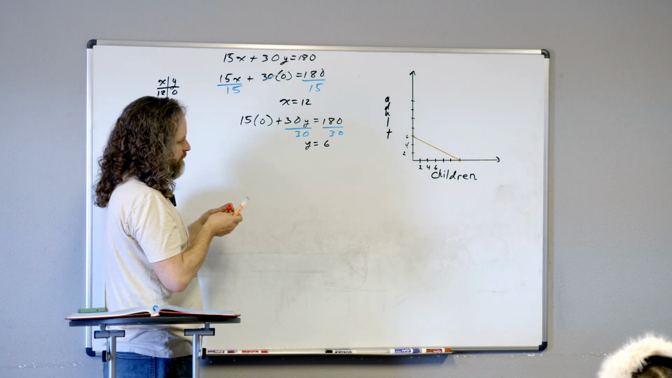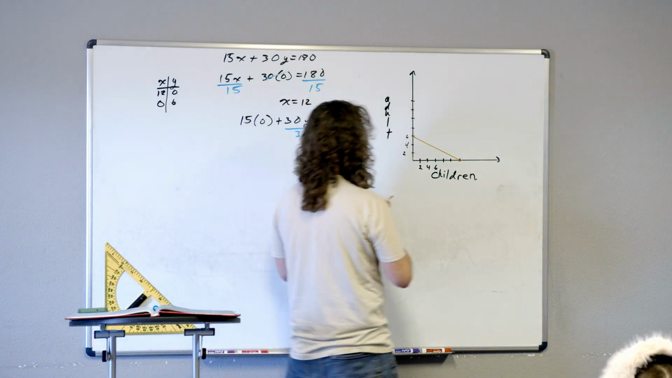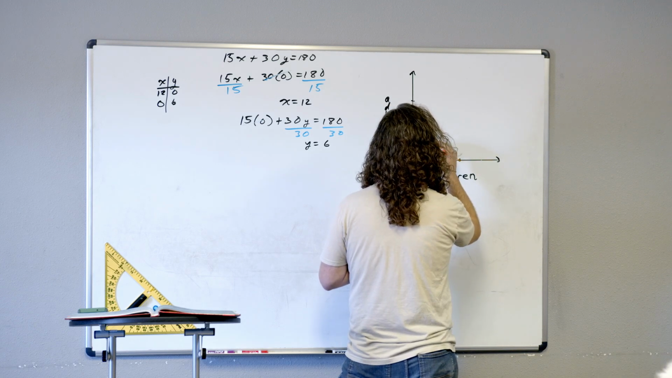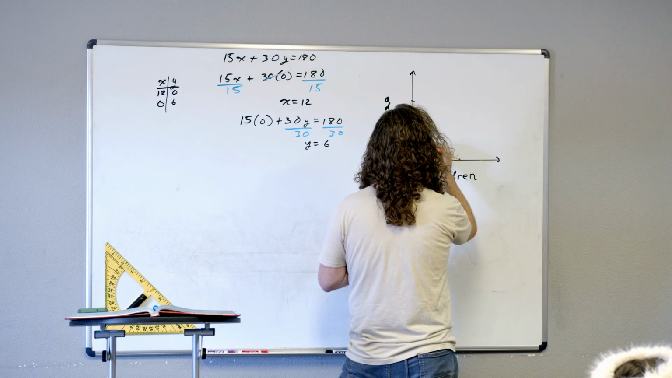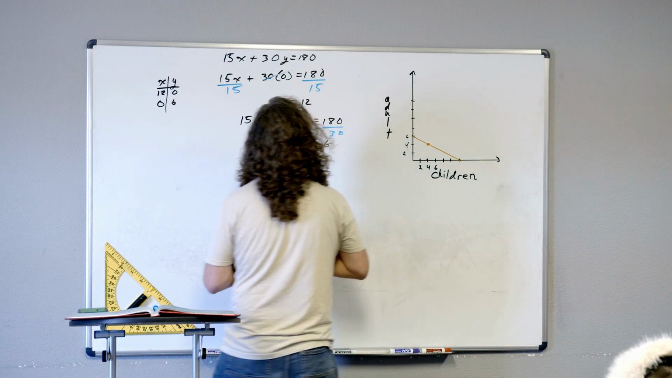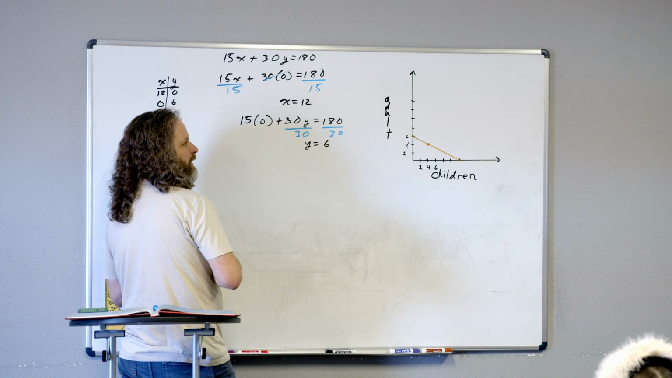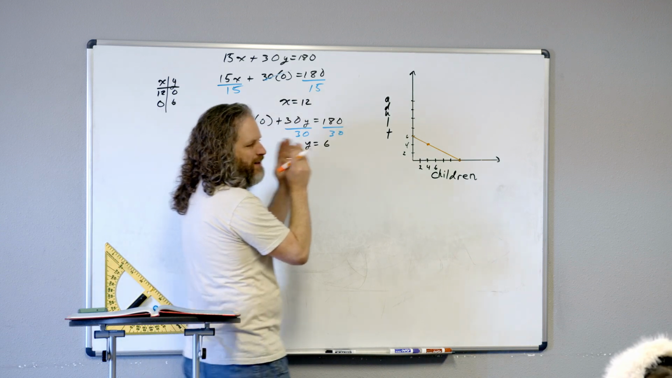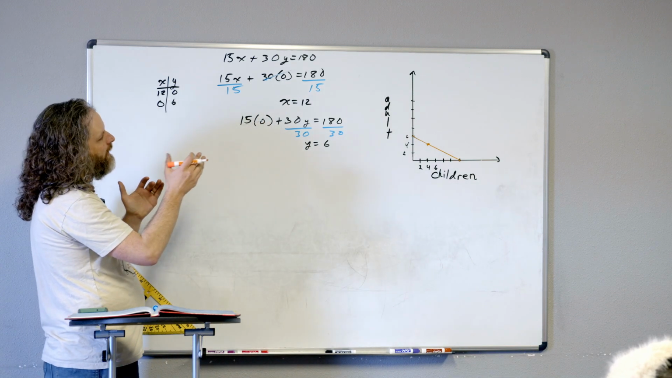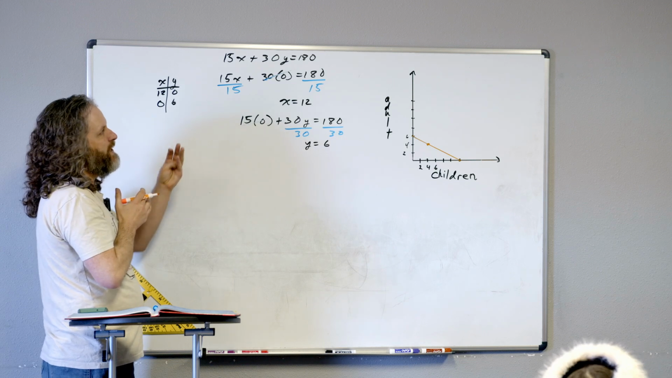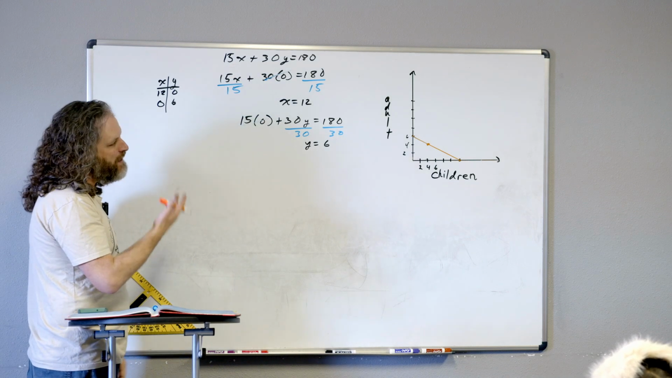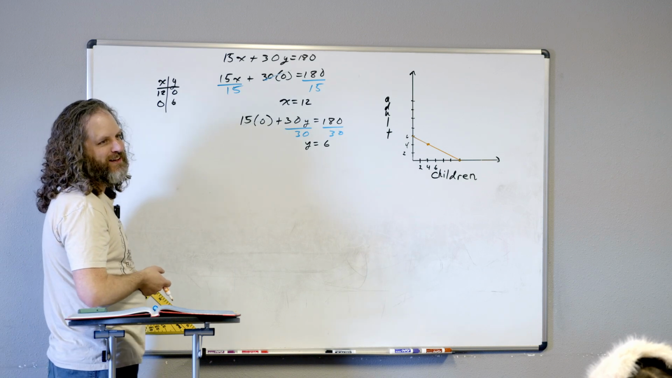So if I find this point right here, what does that dot on that line represent? 4 adults and 4 kids. Let's see if that works. What's 4 times 15 plus 4 times 30? Somebody punch it. See if I guessed right on where the dot lives.